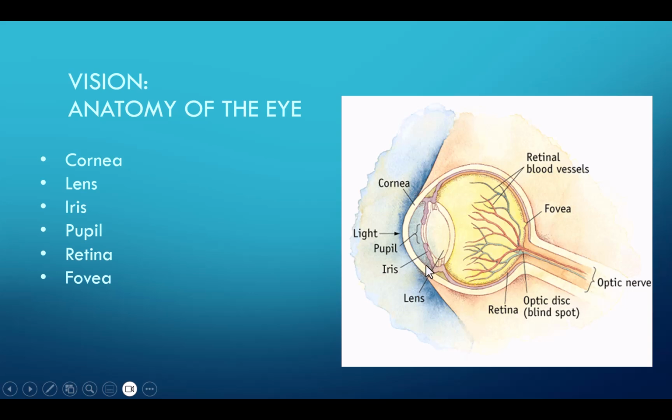The iris is the colored part of the eye, and the pupil is going to be that black dot in the middle that gets really small when there's bright light and opens up really big when it's dark in a room. So the pupil constricts and dilates to control the amount of light that gets into the eye.